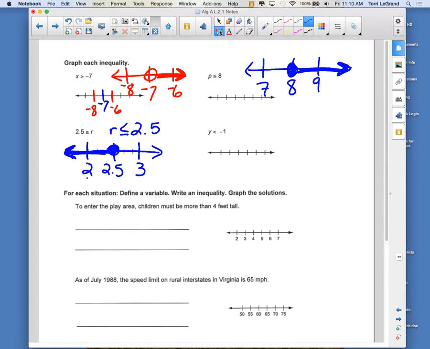Okay, you go ahead and graph the last one on your own. And then you can look up and see if you agree with mine. Try and do it on your own first, though.